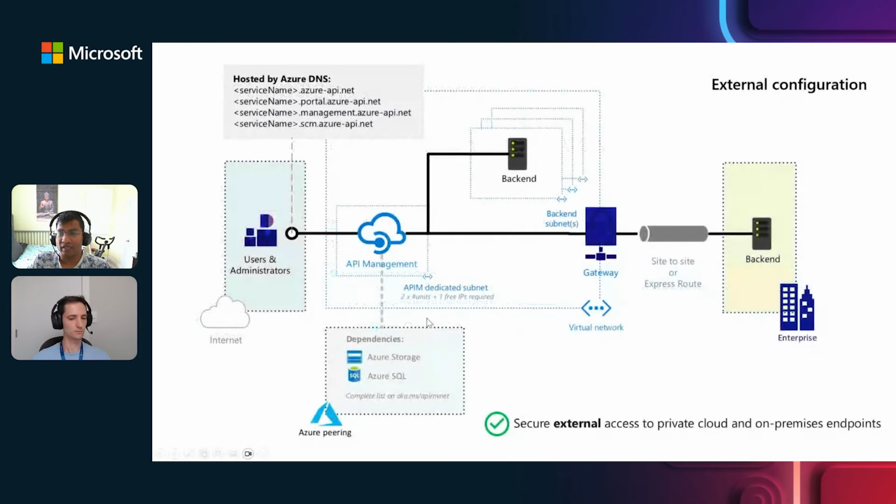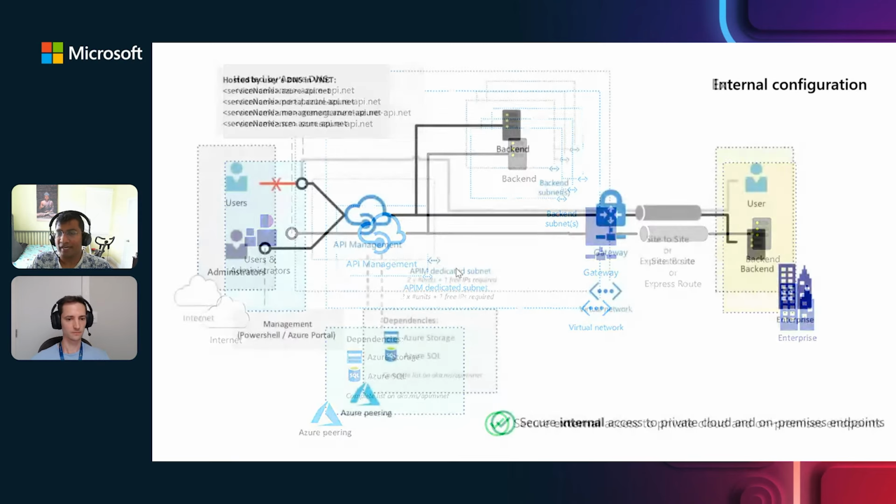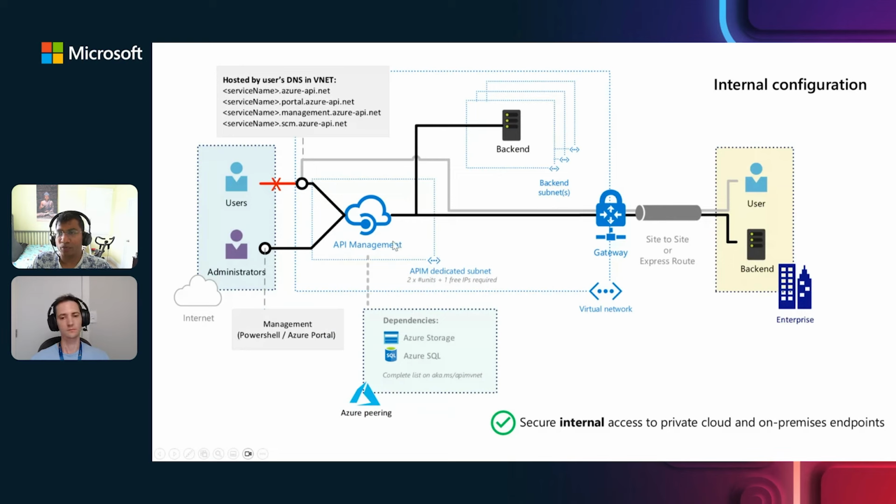Now, the external instance is where the API management is integrated into your virtual network for access to private backends or to backends on premises. But the API management is directly accessible to users and administrators through a public IP. So that's what an external API management instance is about. Contrary to this, the internal API management is still integrated into your virtual network for all private backend access, but it is not publicly available for API consumption for users, but it is still accessible by administrators for administrative tasks. So the fundamental difference between the external configuration and the internal configuration is that both are integrated into the virtual network, but one is publicly exposed for API consumption, whereas the other is not publicly exposed.